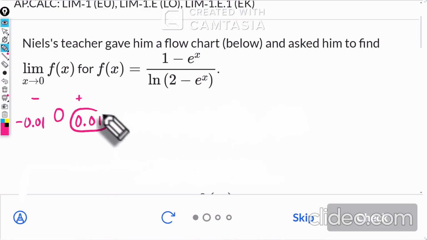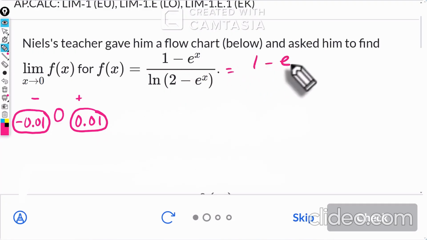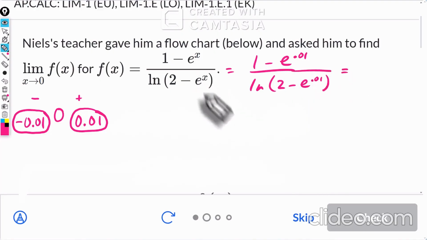You could graph it on your calculator or on Desmos. But what I'm gonna do is just try these two values right here because they're close to 0, but not quite. So let's sub in 0.01 in place of x. It's going to be 1 minus e to the 0.01 divided by ln of 2 minus e to the 0.01. Okay? And before I do that, I'm also going to write out 1 minus e to the negative 0.01.